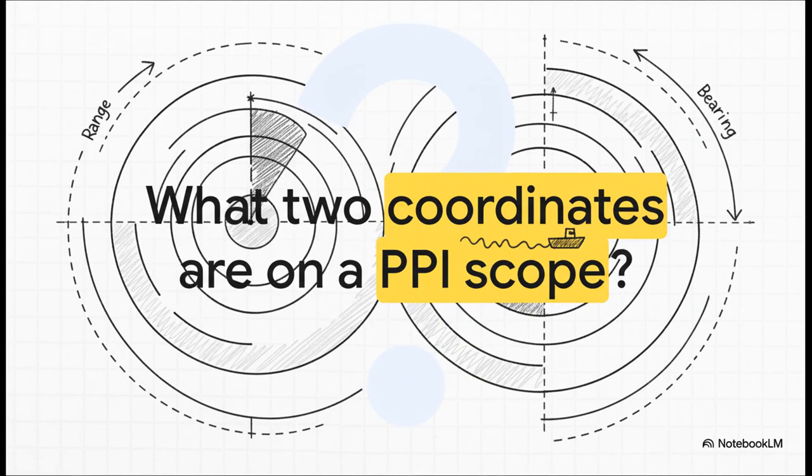Time for a quick quiz. Question number 1. What are the two main coordinates you see on a PPI scope? Think about that classic map view. I'll give you a second. The answer is range, which is your distance, and bearing, which is your direction.